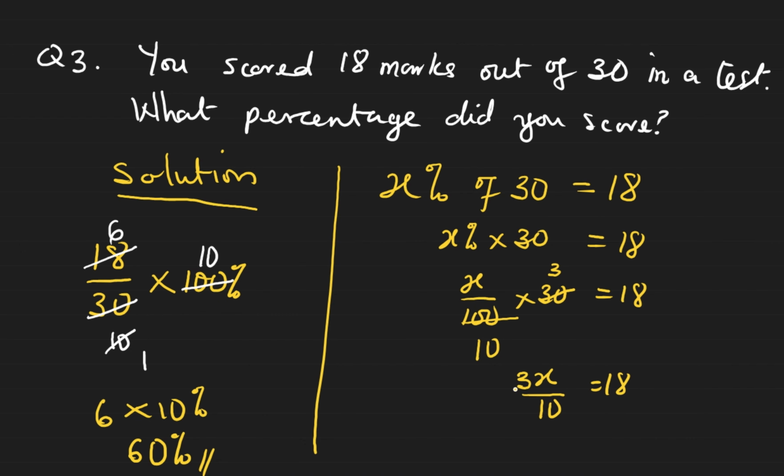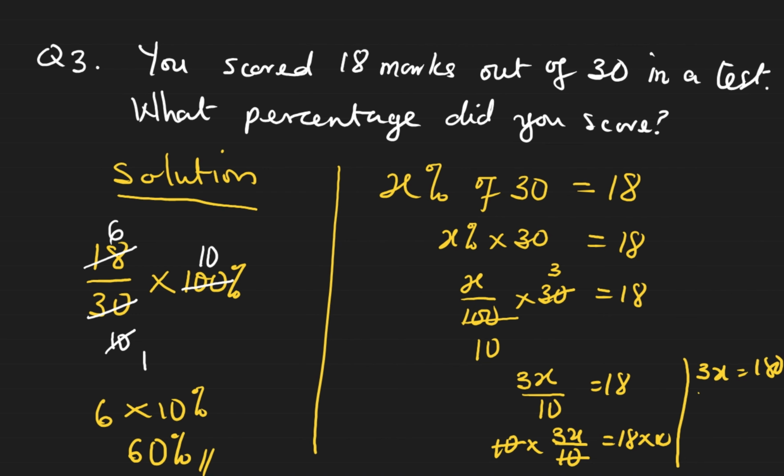Let's multiply through by 10, which is the denominator here, in order to clear the denominator. We have 10 times 3x over 10 equals 18 times 10. So this 10 cancels this. We now have 3x equals 180.